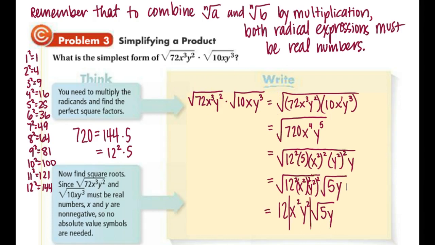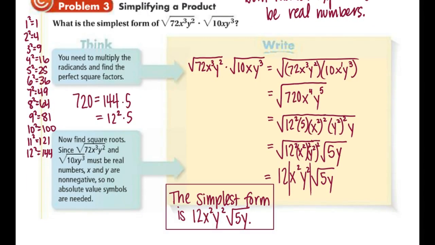Remember, when simplifying an even root, we want to use absolute value bars to ensure that the root is non-negative. Since the original two square roots that we were working with were real numbers, x and y are non-negative by definition, so that means absolute value symbols are not needed in our final answer. Therefore, the simplest form of the product of the original radicals is 12x squared y squared times the square root of 5y.